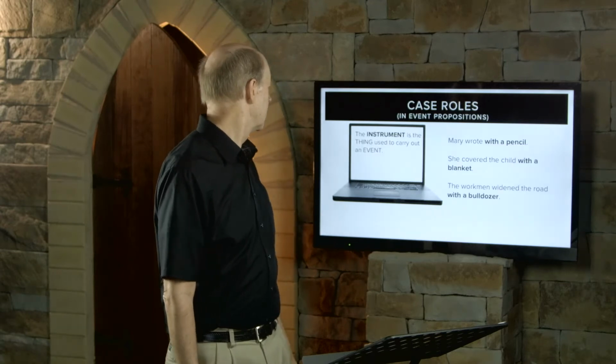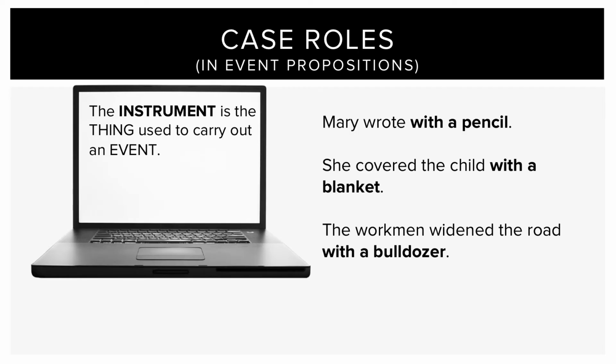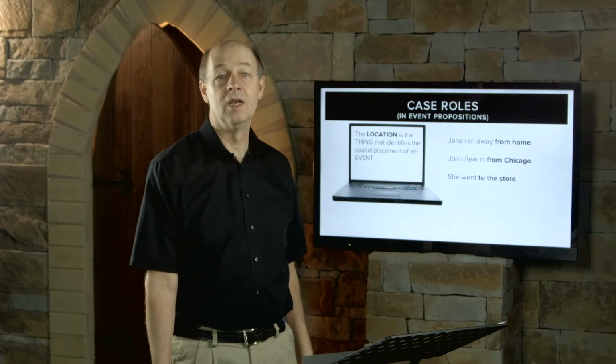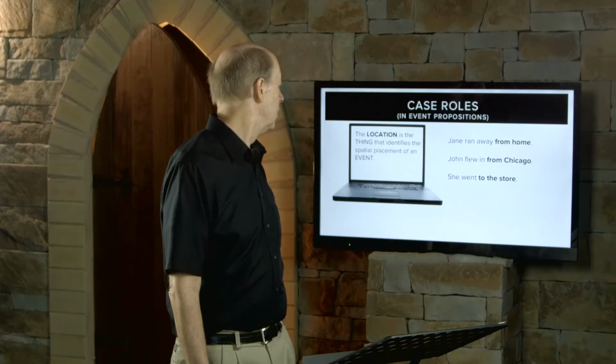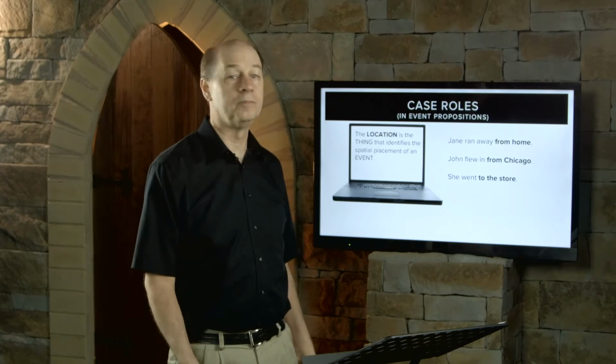The instrument concept is the thing that is used to carry out an event. So Mary wrote with a pencil. She covered the child with a blanket. The workman widened the road with a bulldozer. The location concept is the thing that identifies the spatial placement of an event, which is really just another term for the location of the event. Jane ran away from home. John flew in from Chicago. She went to the store.